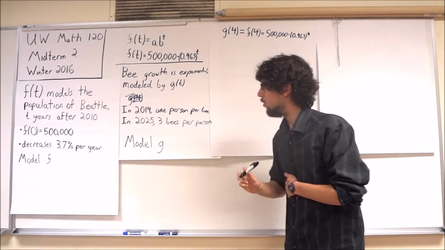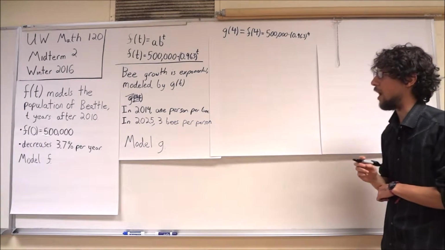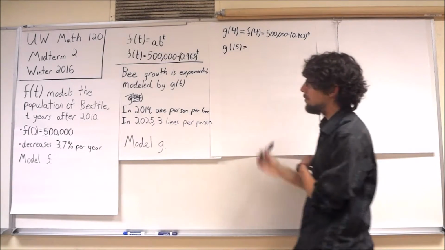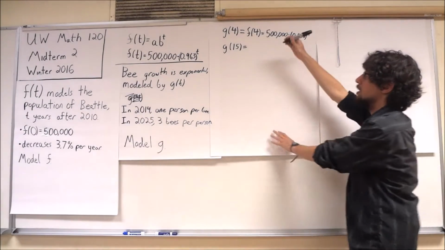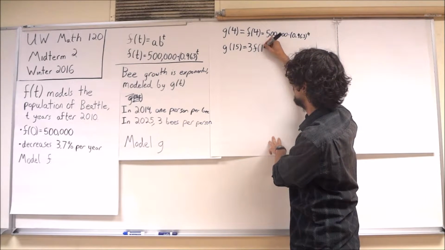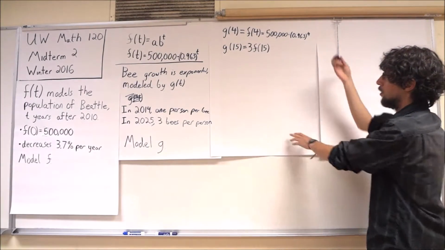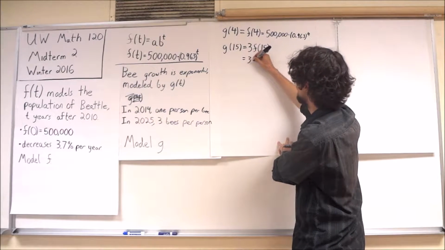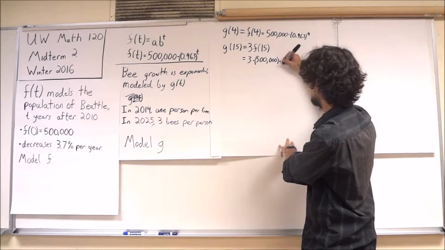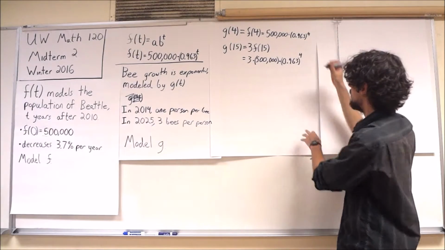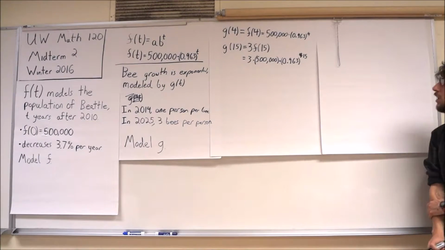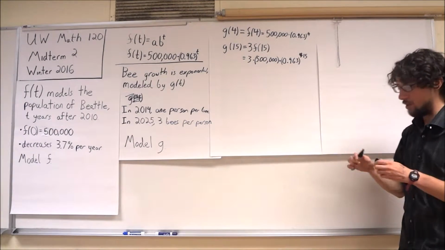And I also know something about the year 2025. That's 15 years after 2010. The bee population in 2025 is 3 times the human population in 2025. In other words, it is 3 times 500,000 times 0.963 to the 15th power. So let me grab a calculator and actually compute these numbers.